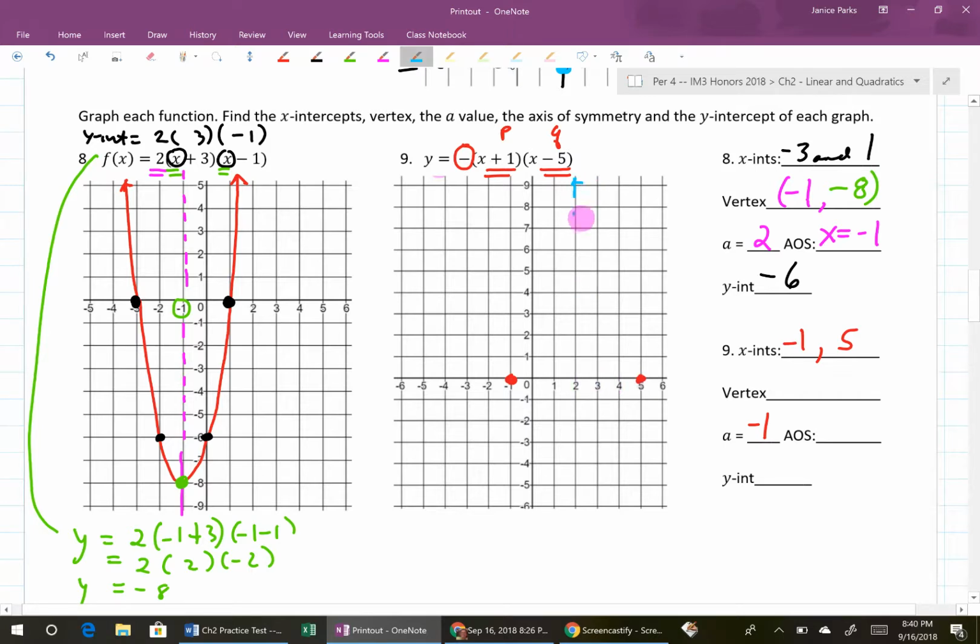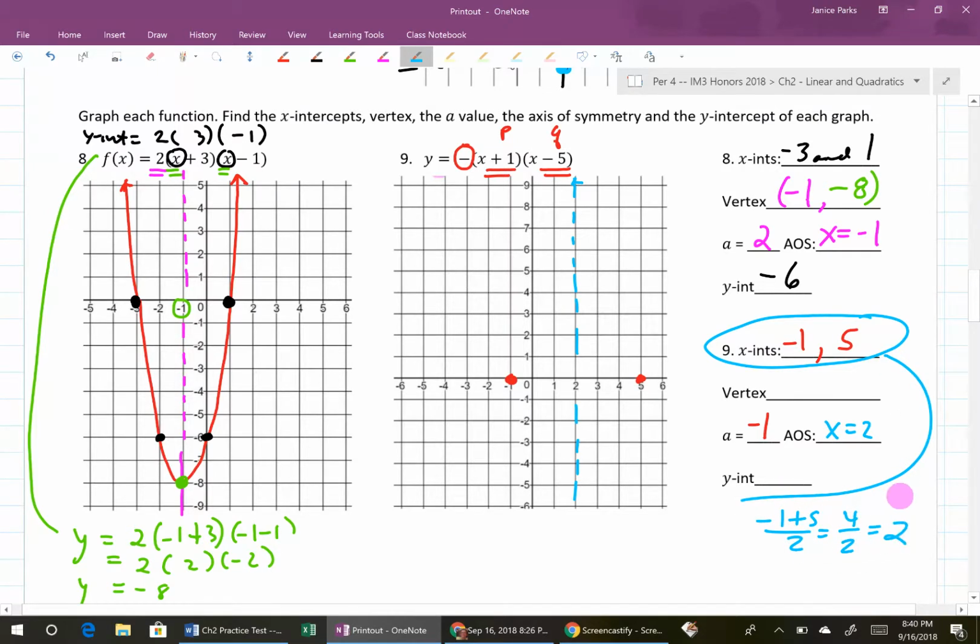So -1, 5. The number in between there, if you count over 1, 2, 3, and then 1, 2, 3, 2 is right in the middle. If you want to do the math for that, the axis of symmetry, which is x equals 2, is the average of these numbers. So I do -1 plus 5 divided by 2, which is 4 over 2, which is 2. Average of two numbers: add them, and divide by 2. So that's the x value of the vertex as well.